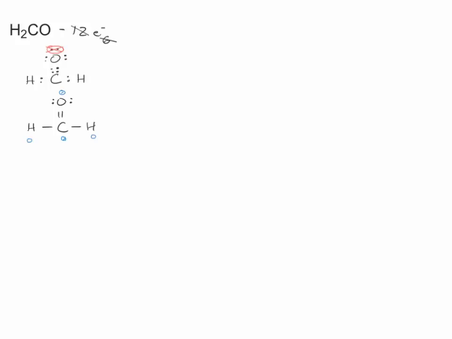And now we can start analyzing for shape. To do that, remember, the first thing we do is find our central atom. In this case, our central atom is carbon. And around that carbon, we have 1, 2, 3 regions of electrons. 3 regions of electrons means that we are in the trigonal planar family of shapes.